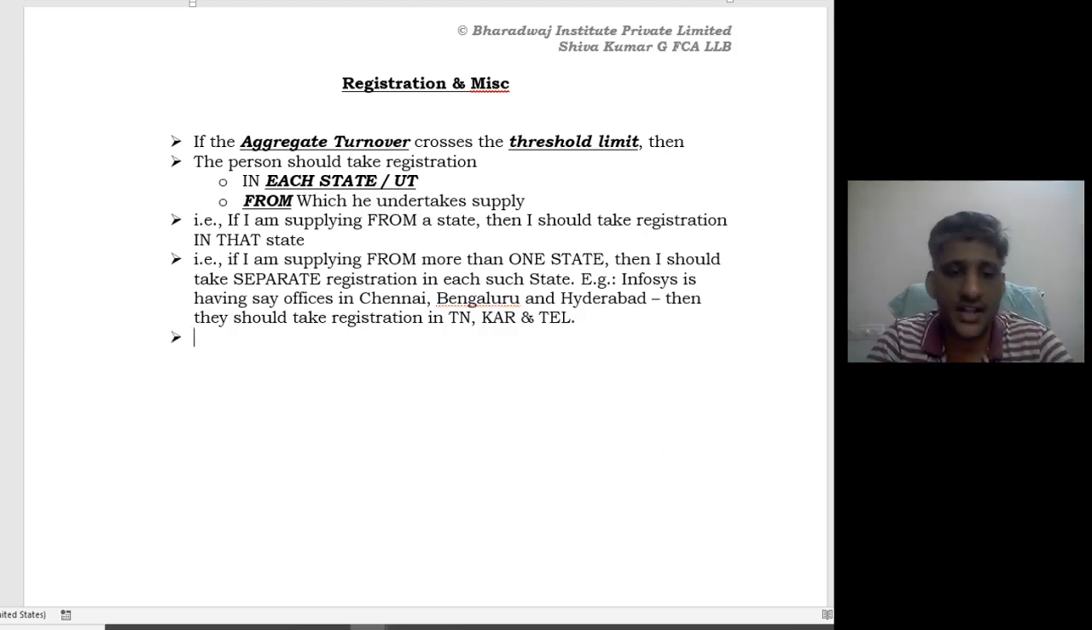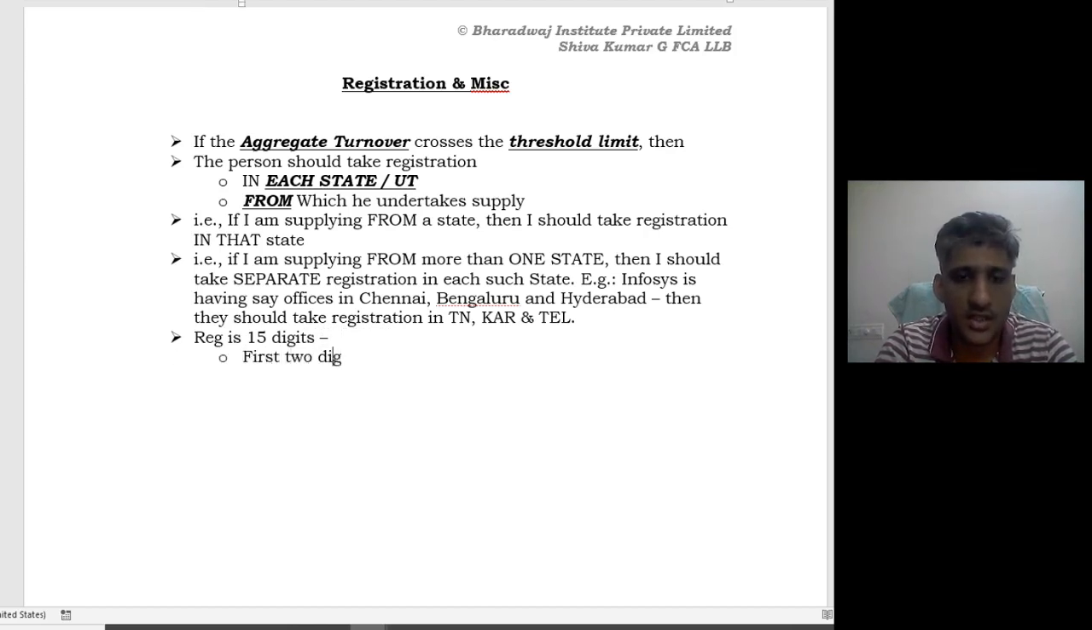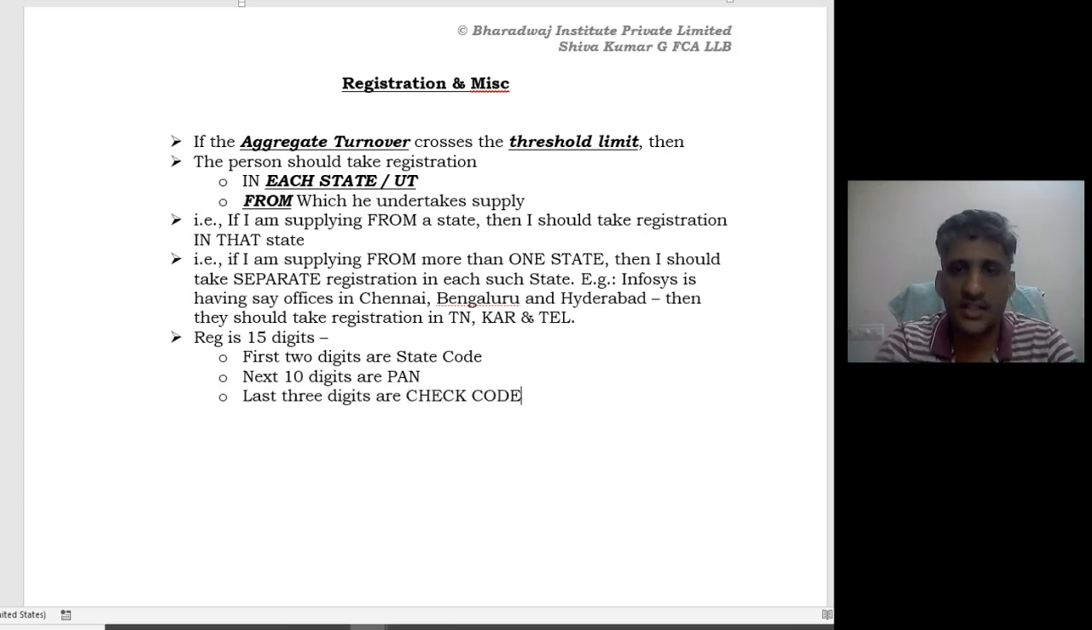Then we said registration is 15 digits. First 2 digits are the state code. Then next 10 digits are PAN. Then last 3 digits are something called a check code, which is a software program. So total 15 digits. If it is Tamil Nadu, it will be 33 followed by PAN.